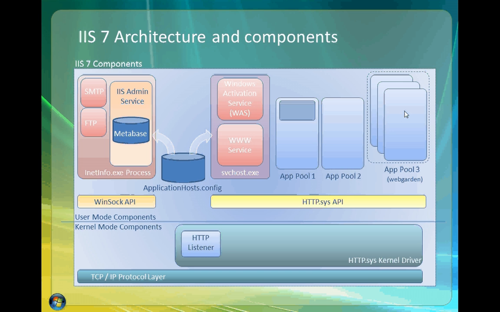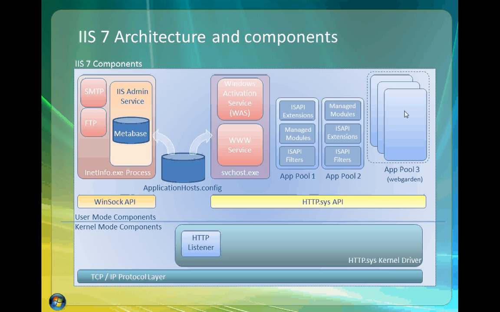Inside these W3WP processes, which run the code of the web applications inside application pools, we can have managed modules, native modules, ISAPI extensions, and ISAPI filters. In the second video, I'll explain in more detail the intricacies of how these processes execute requests.